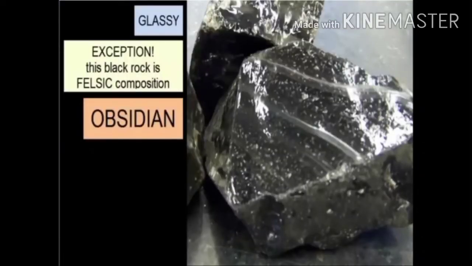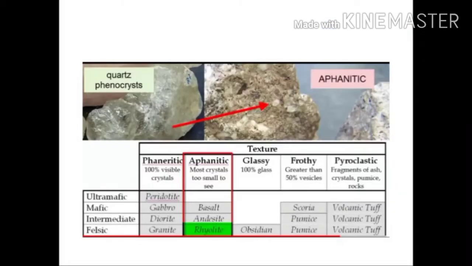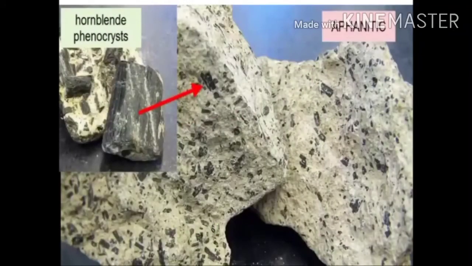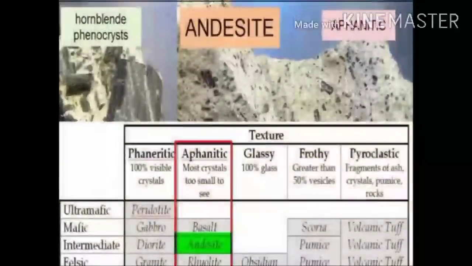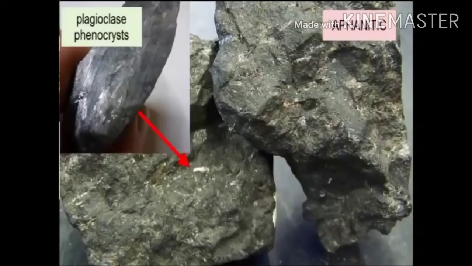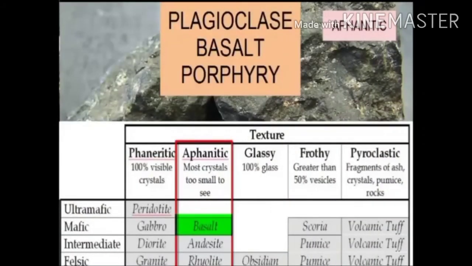Next is the glassy. The only example for that is the obsidian. Next is the aphanitic. They have the hornblende phenocryst, and this is the closer look of that hornblende phenocryst. And this rock is called the andesite. This one has plagioclase phenocryst, and this is called the plagioclase basalt porphyry.